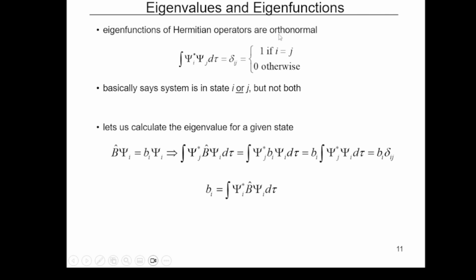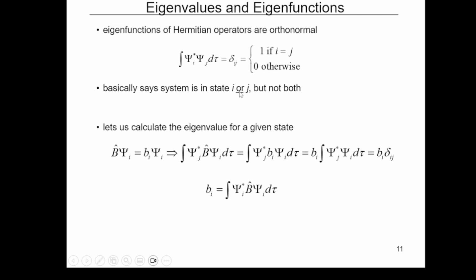Orthonormal is actually a combination of orthogonal plus normalized. So if a function is orthogonal as well as normalized, it is known as orthonormal. Now, in the case of orthonormal, if i is equal to j, then the value is equal to 1. Otherwise, it is 0. Basically, it says that the system is in state i or j, but not both.